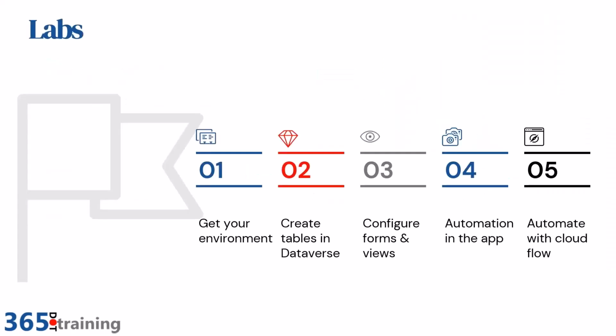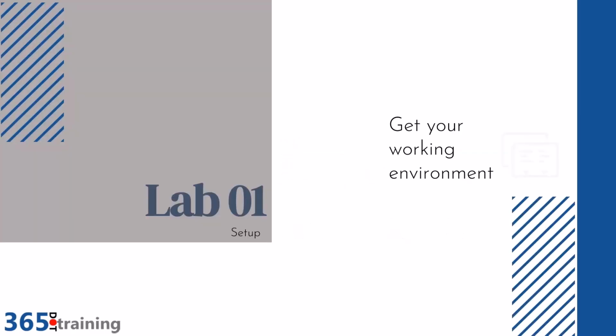We have 5 different labs. The first one is getting your environment, then we'll create tables, we'll configure some forms and views for those tables, we'll add automation into the app, and then we'll automate with a Cloudflow. So our first lab really is as simple as getting your working environment. You need a non-production environment so that you can do your work in a safe place and have full access to all of the different options available to you.